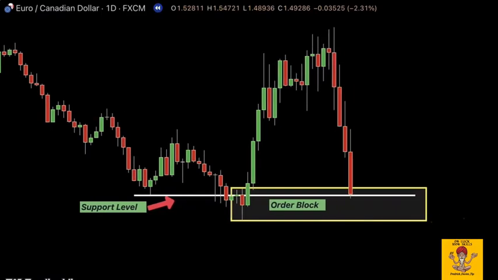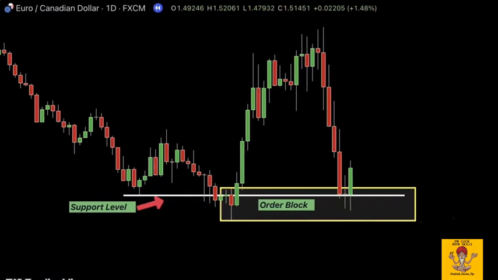Bullish impulse, price retraces back to the order block. This is where we wait for signs of confirmation. As price enters the demand zone, we observe how the market reacts to this level.